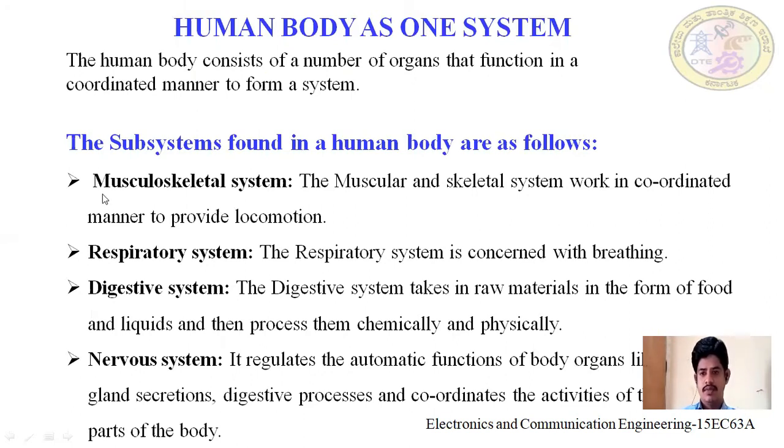So the first one is the musculoskeletal system. This is one of the major subsystems in the human body, which includes both the muscles as well as the skeleton. This subsystem is responsible for coordinating the different motions or operations. Because of the skeleton and the muscles, the human being is able to do some task. That is the function of the musculoskeletal system.